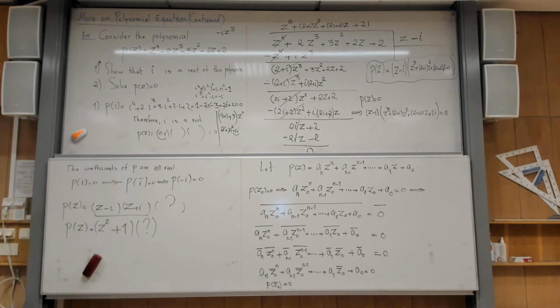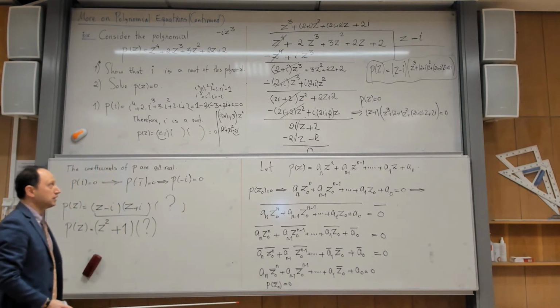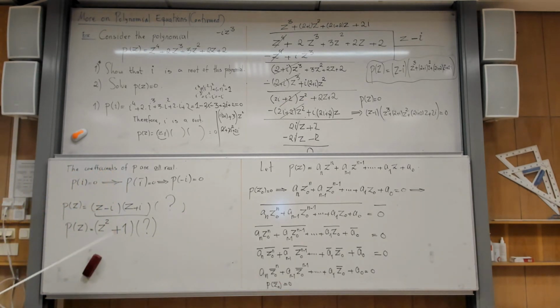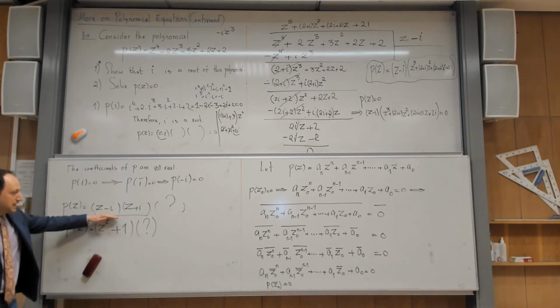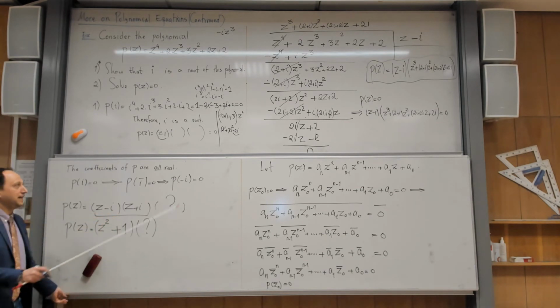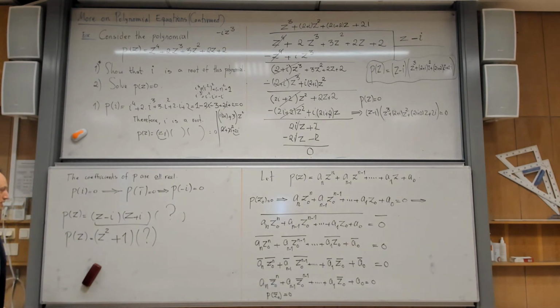Now everything is clear. Instead of dividing by z minus i, which I ran into problems, I divide by z squared plus 1. And this explanation guarantees that the remainder will again be 0. Don't worry about the remainder, because we realize that. Okay, now hopefully we can finally solve the problem. Yes, so let us see.